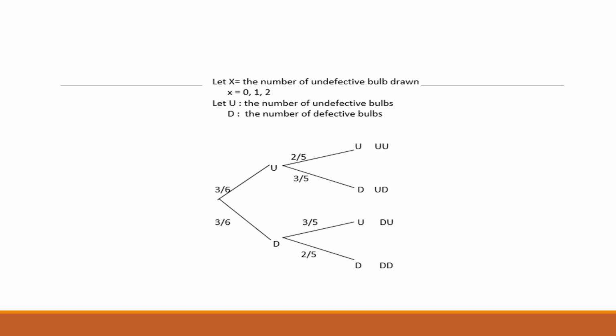So the first trial, whether we get an undefective bulb or defective bulb, and the second trial, whether we get undefective bulb or defective bulb. Again, undefective bulb and defective bulb. The first outcome is UU, second is UD, third is DU, and fourth is DD.